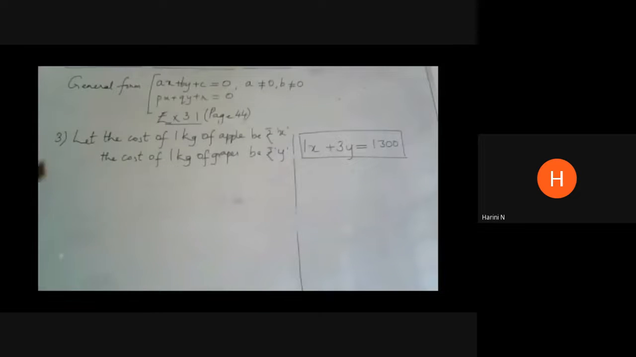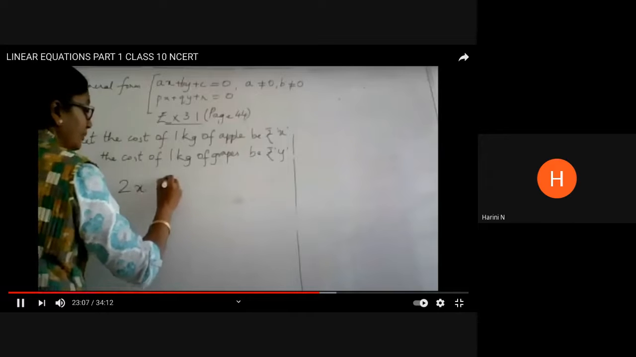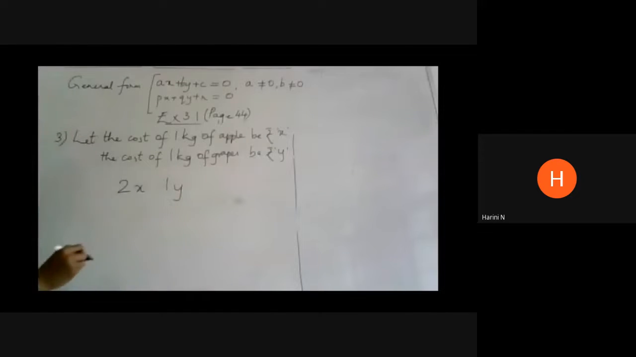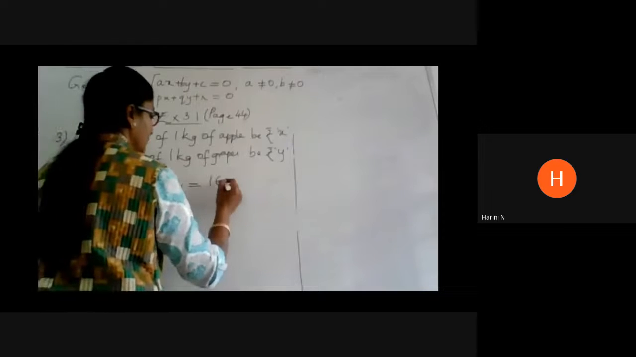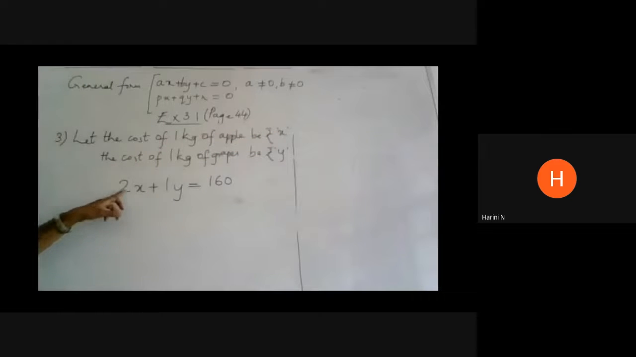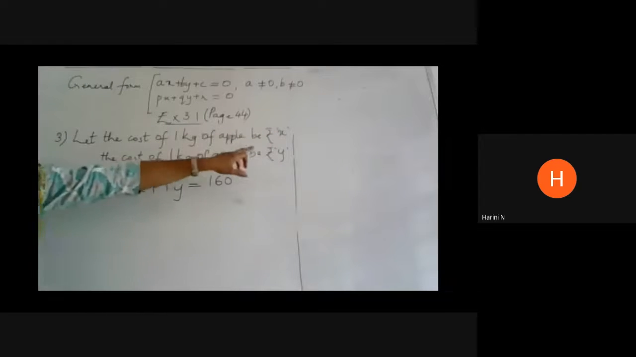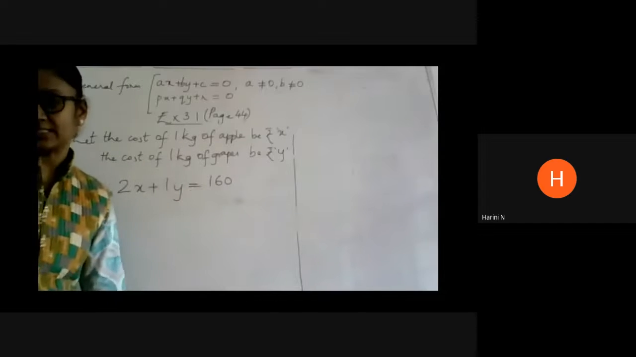Now what is the situation given in the first condition? It is 2 kgs of apple and 1 kg of grape. So 1 kg of apple is X rupees, means 2 kgs will be 2X. Then you have 1 kg of grapes, which is 1 into Y. Together they are going to cost 160 rupees.